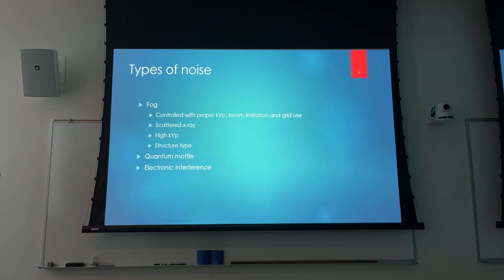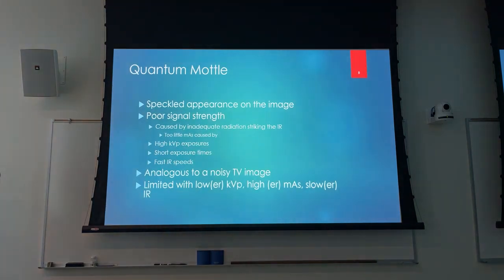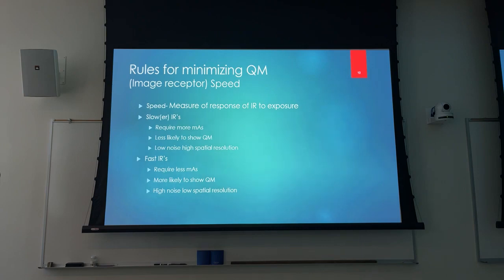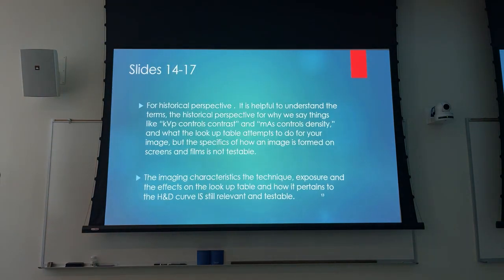How we get to that insufficient amount of mass, we got a lot of different ways. So we talked about electronic interference as well. So spend some time on quantum mottle, still some time on quantum mottle, even more time on quantum mottle.